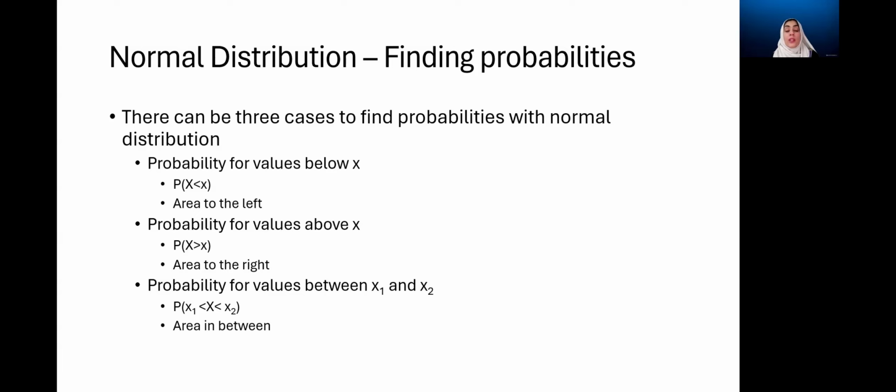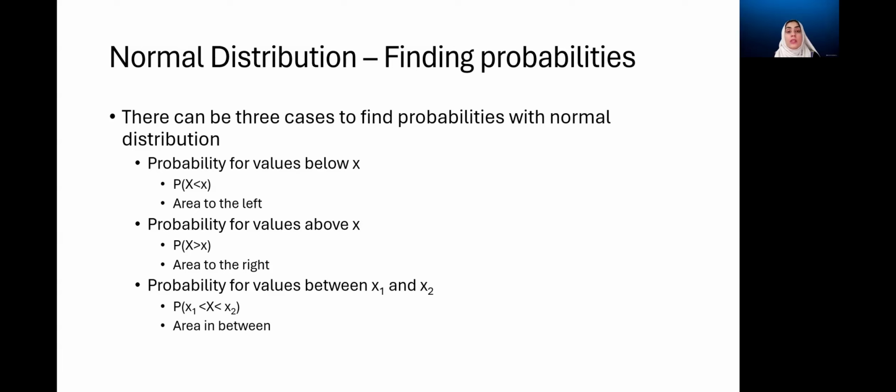The third case is when you are finding probabilities of values occurring between 2 points, x1 and x2. In this case, the expression is as written here, P of X being greater than x1 and less than x2. Now, this is the area under the curve which is between 2 points.